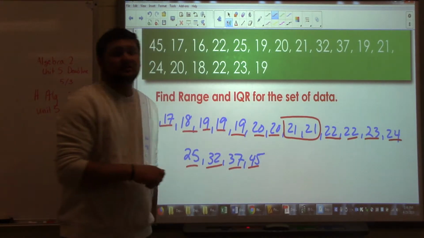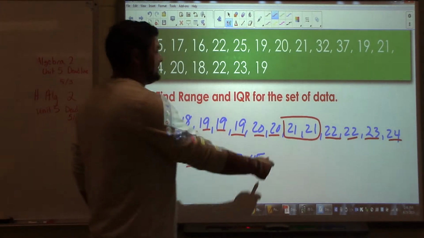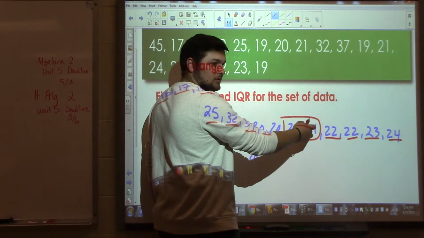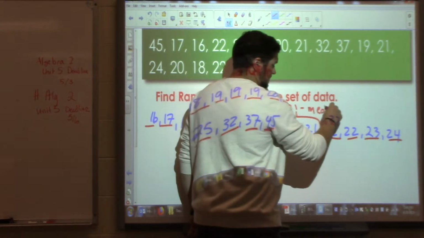So I'm going to put a box around 21 and 21 because I have an even number of data points, which means I'm going to have to take the average of the two middle spots. Well, what's the average of 21 and 21? 21. So my median is 21.